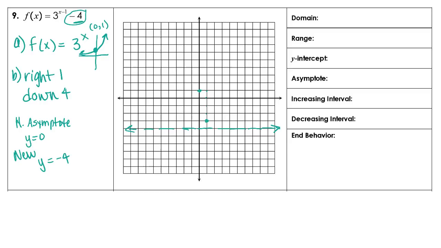Okay. And so with this being a growth, we know that we have our basic shape, but instead of it running super close to the x-axis, this time it's going to run super close to y = -4. And so we're going to have something that looks something like this. All right. So there's what our new graph is going to look like.